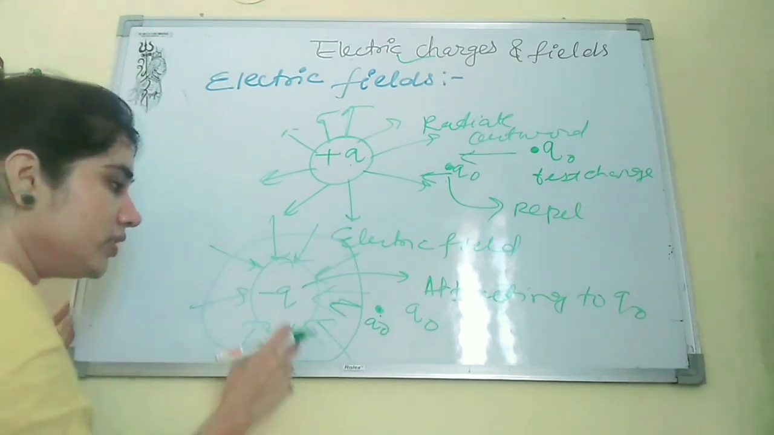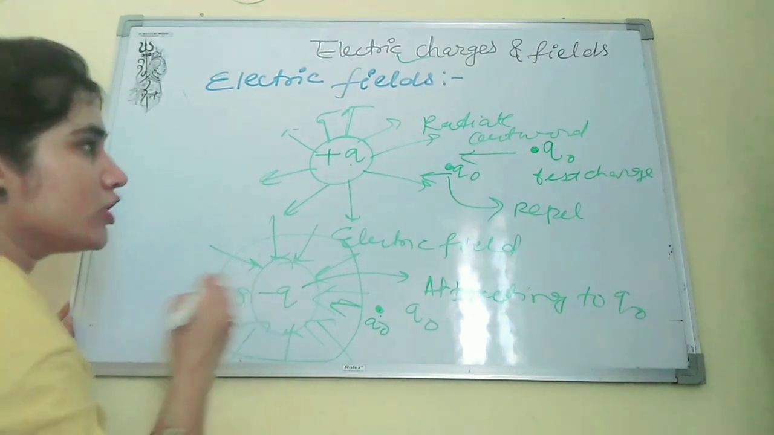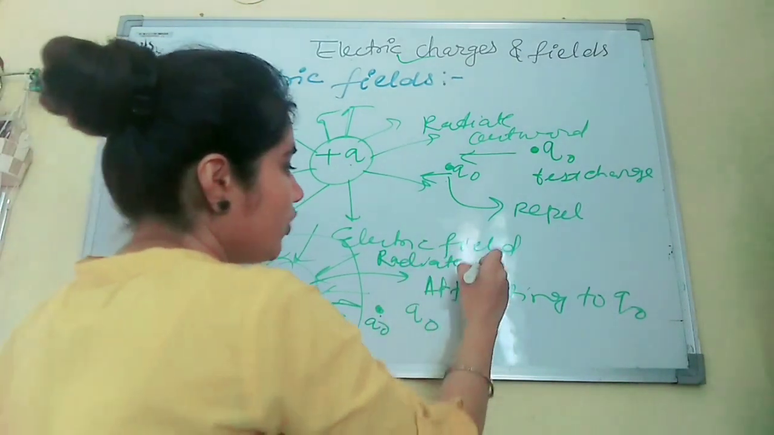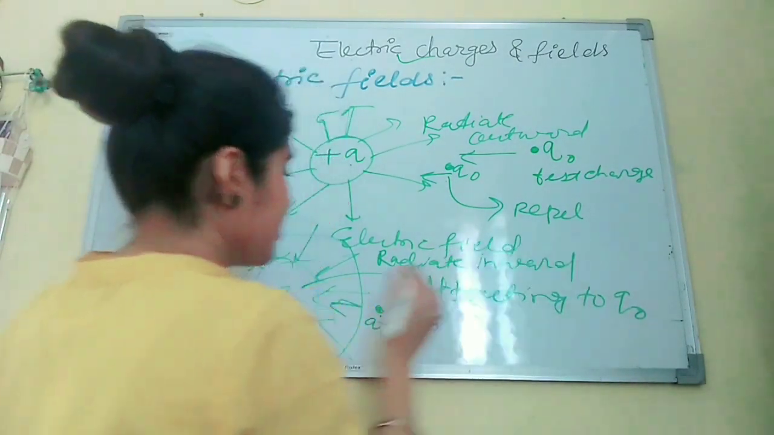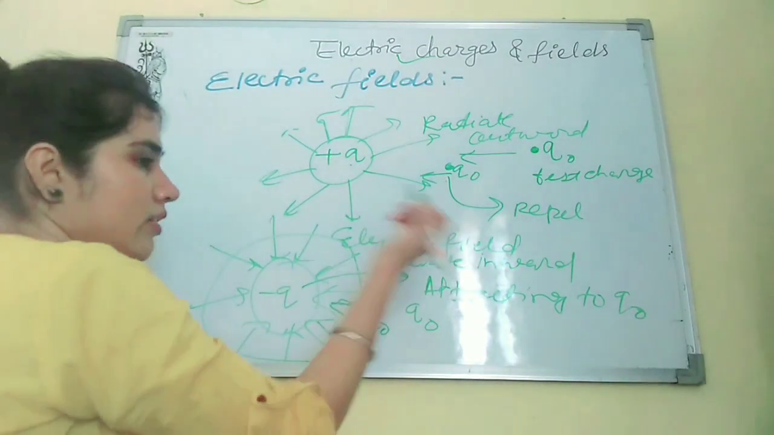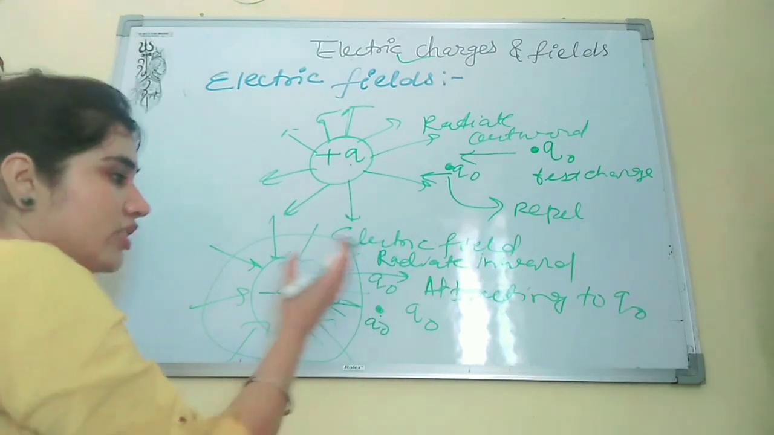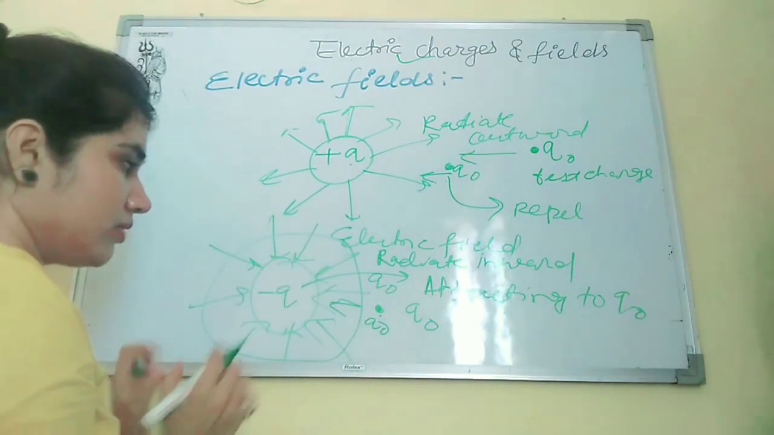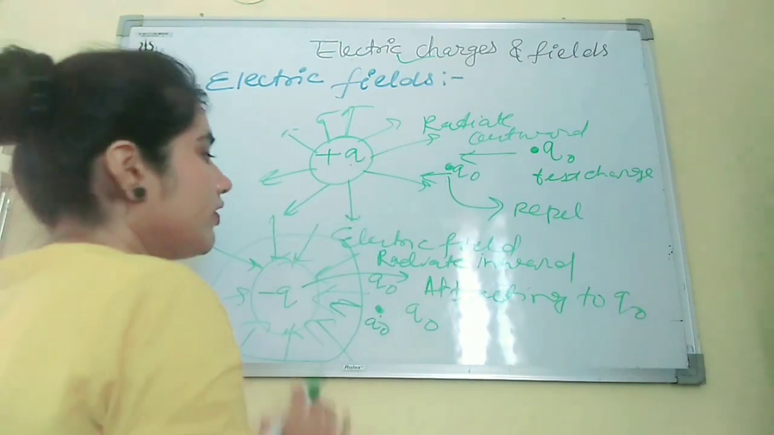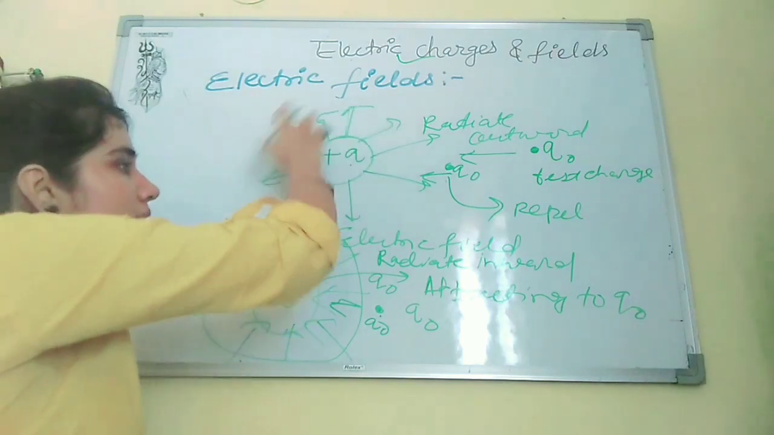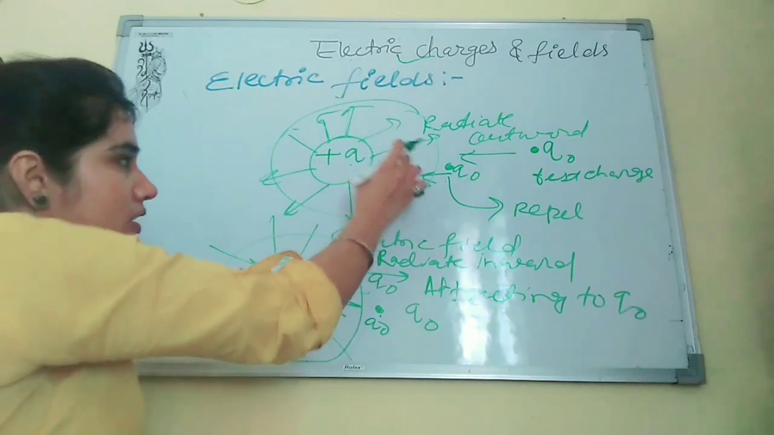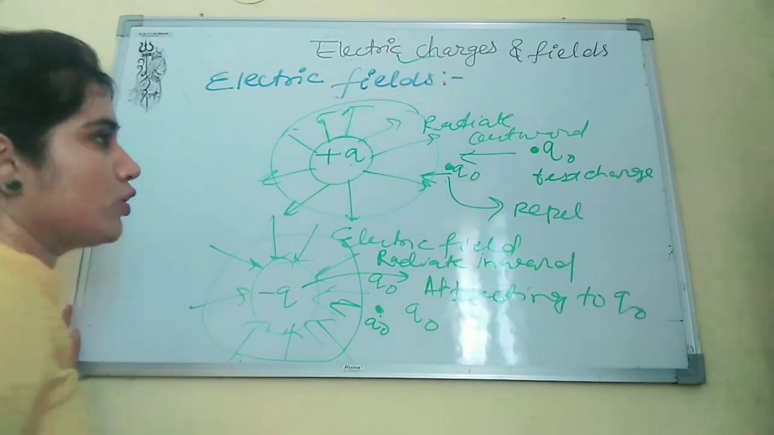This electric field because of this minus Q is called radiating inward. It is attracting all the charges. If we place any other charge, it will get attracted in this region, highly attracted. So this whole region is the electric field because of this minus Q, and this region is the electric field because of this plus Q.